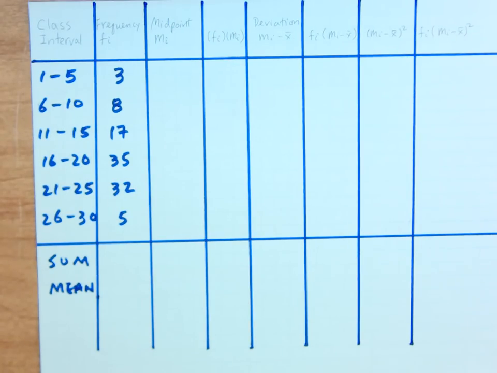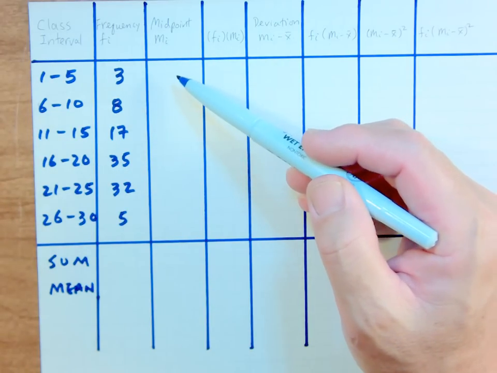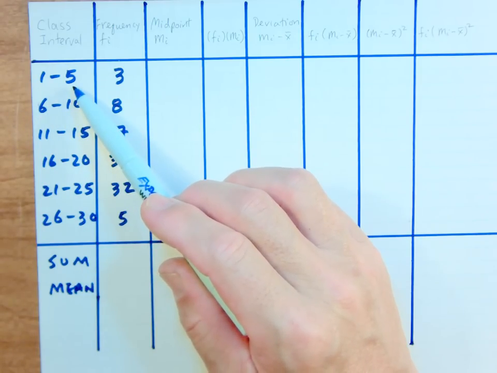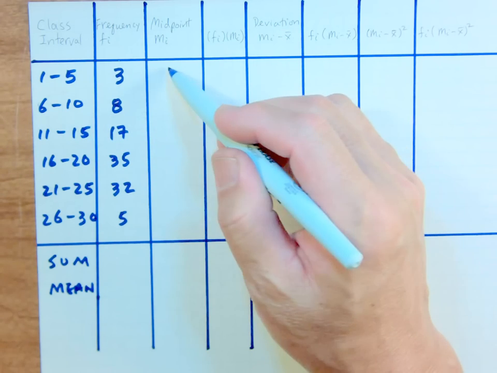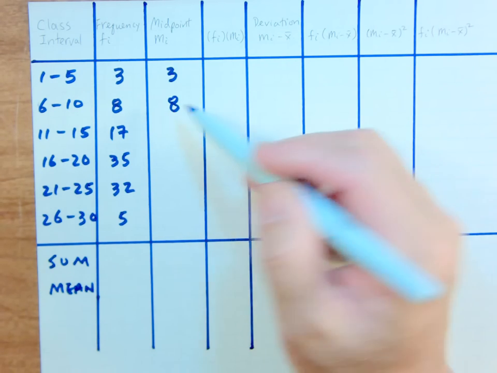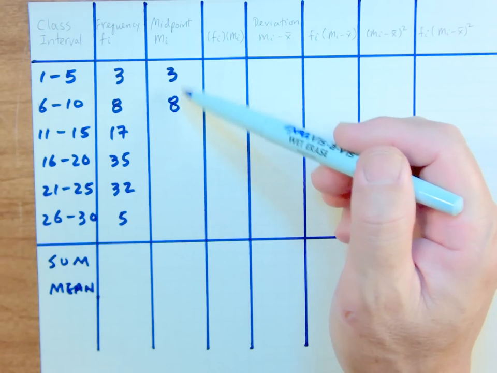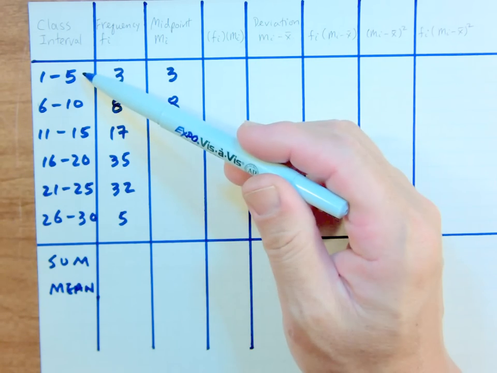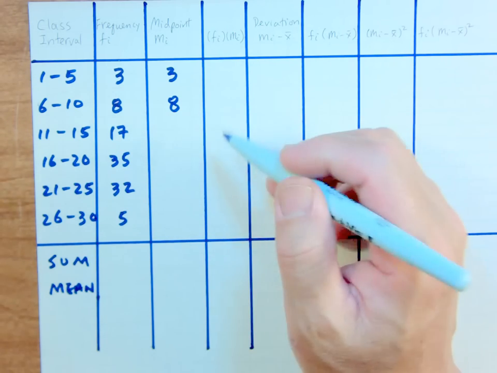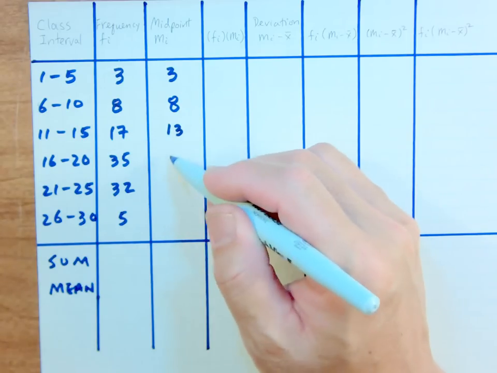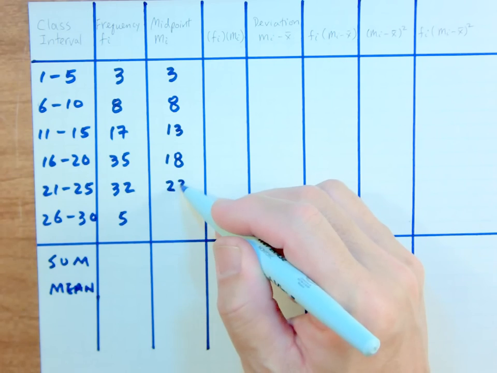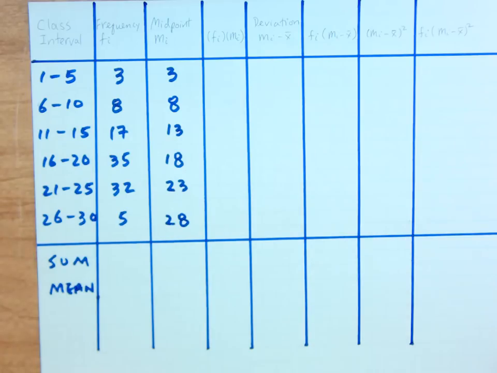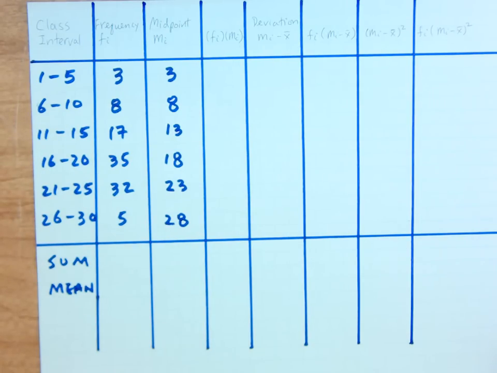In order to do that, we need to compute the individual midpoints. The midpoint is nothing more than the arithmetic average of the low and high of each class interval. So here 1 plus 5, 6, divided by 2 would be 3. The next one would be 8. Once you find the two, you can see the pattern. Your midpoint just goes up by 5 as your class interval goes up by 5. So 3, 8, 13, 18, 23, 28. It's purely coincidence that the frequency and the midpoint turned out to be the same.